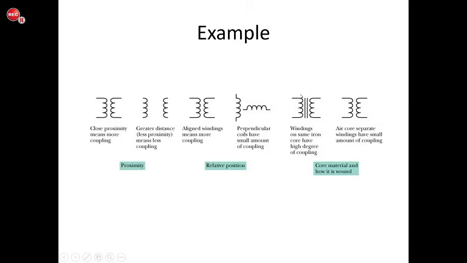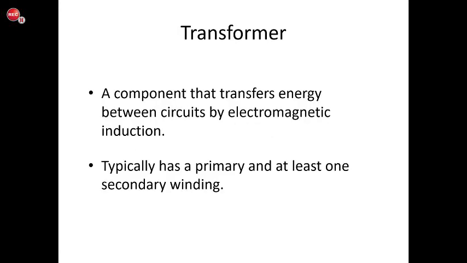We also have the core material. Core materials like iron have lower reluctance, and the magnetic field exists in them more readily than in just an air core, and so iron core transformers will have a higher coefficient of coupling, as opposed to air cores, which will have a relatively low coefficient of coupling.